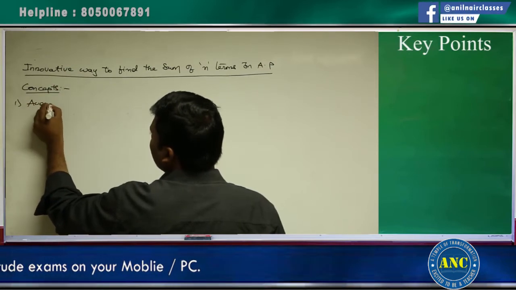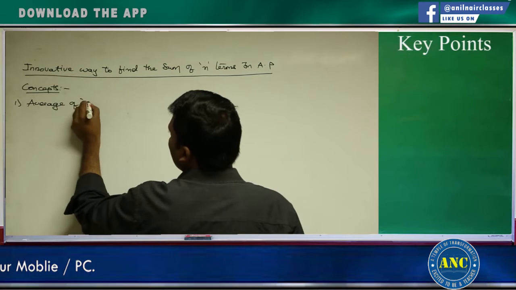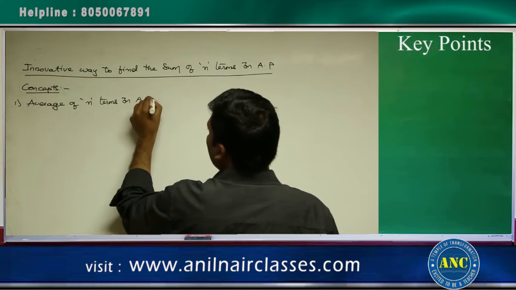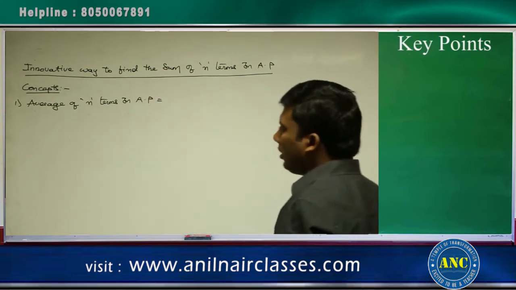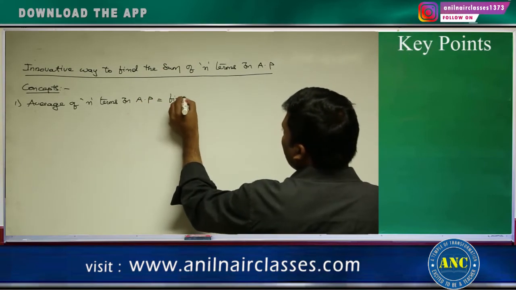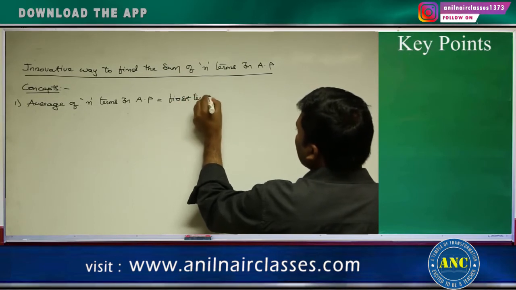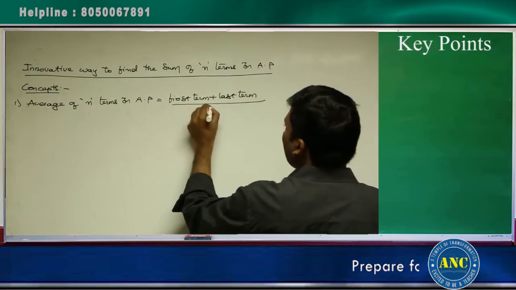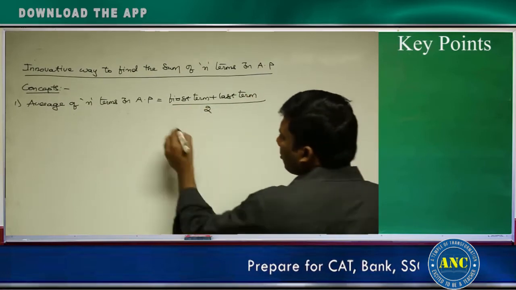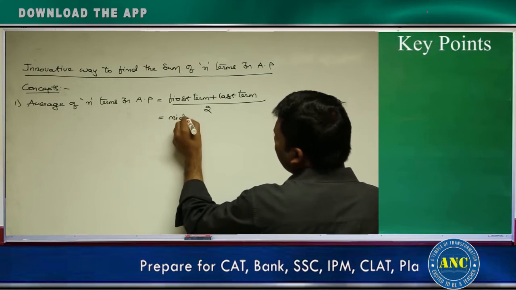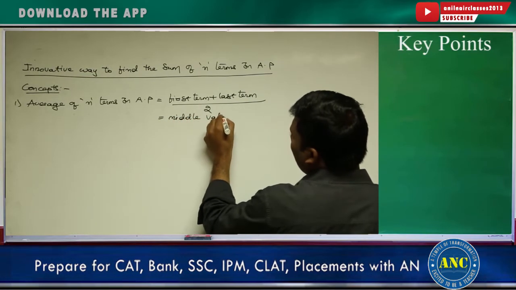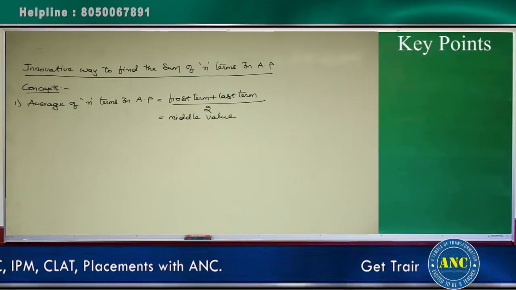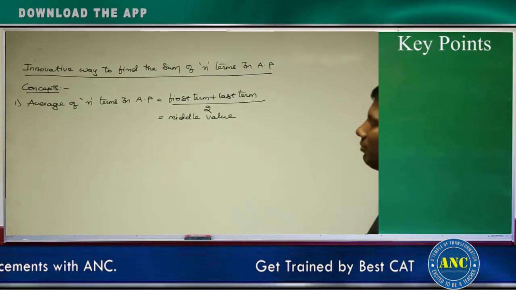Average of n terms in arithmetic progression. It is nothing but first term plus last term by 2. It is also the middle value. Average of n terms in arithmetic progression is first term plus last term by 2.